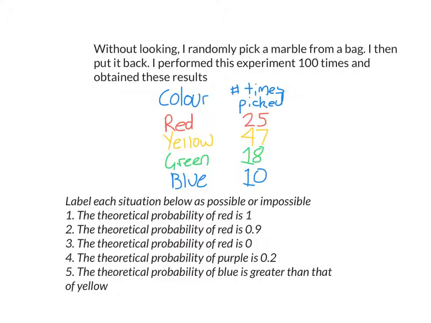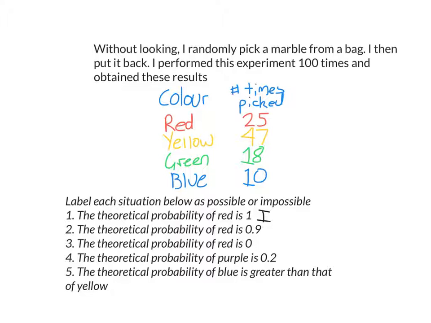If the theoretical probability of an event is 1, that means it is certain to happen. That means every time we picked a marble, we should have got red. We didn't. We actually got yellow, green, or blue. So it is not certain when we pick a marble that we would get red. So what that means is that this is impossible. We can't have that red was certain because we didn't get red all the time.